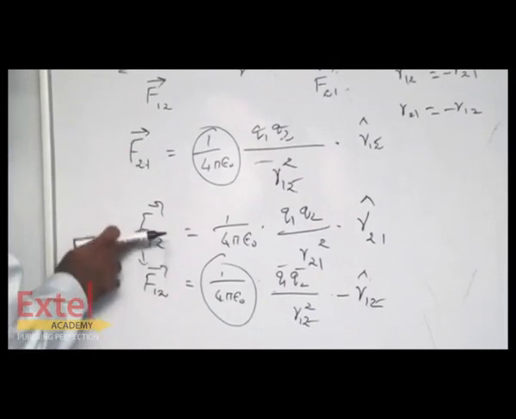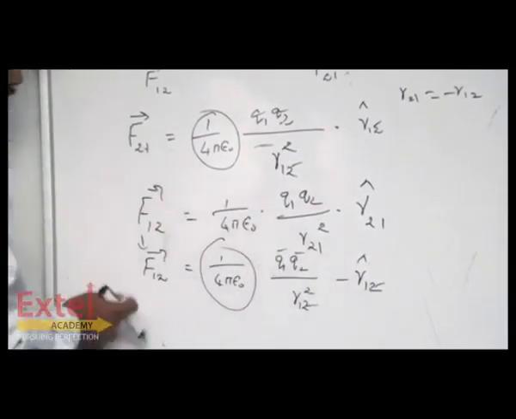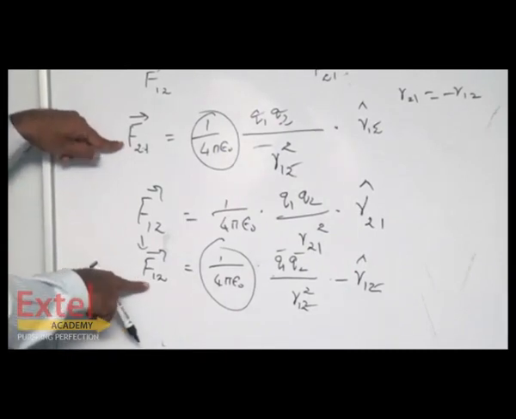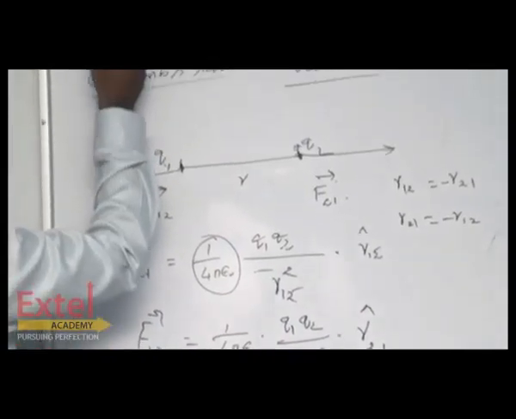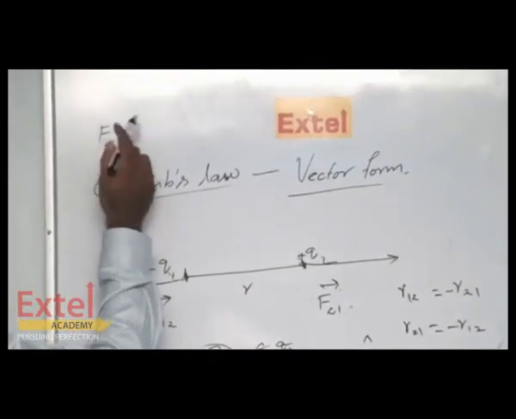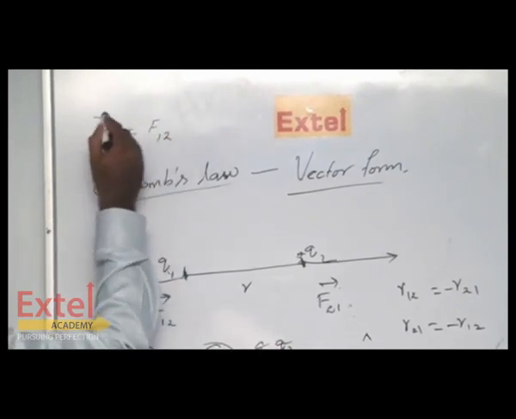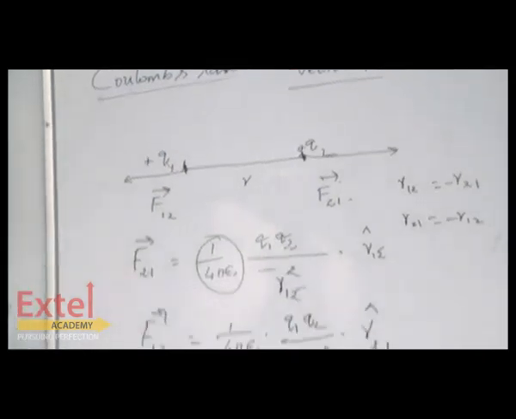And the F12 vector, the modified F12 expression, contains only a minus. So we can equate the left hand side of the first equation and the modified F12 equation as F21 is equal to minus F12, and F12 has got minus on the right hand side.